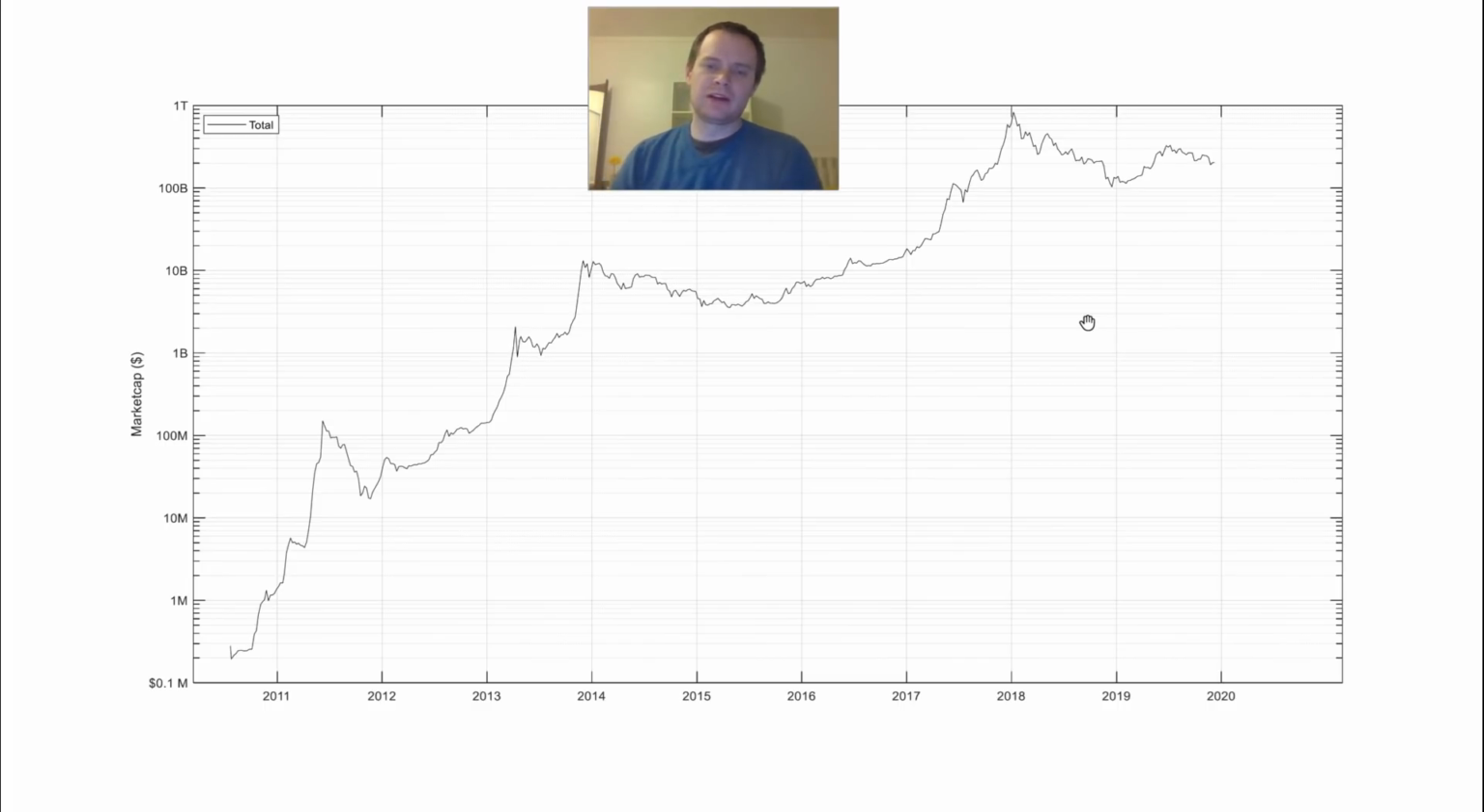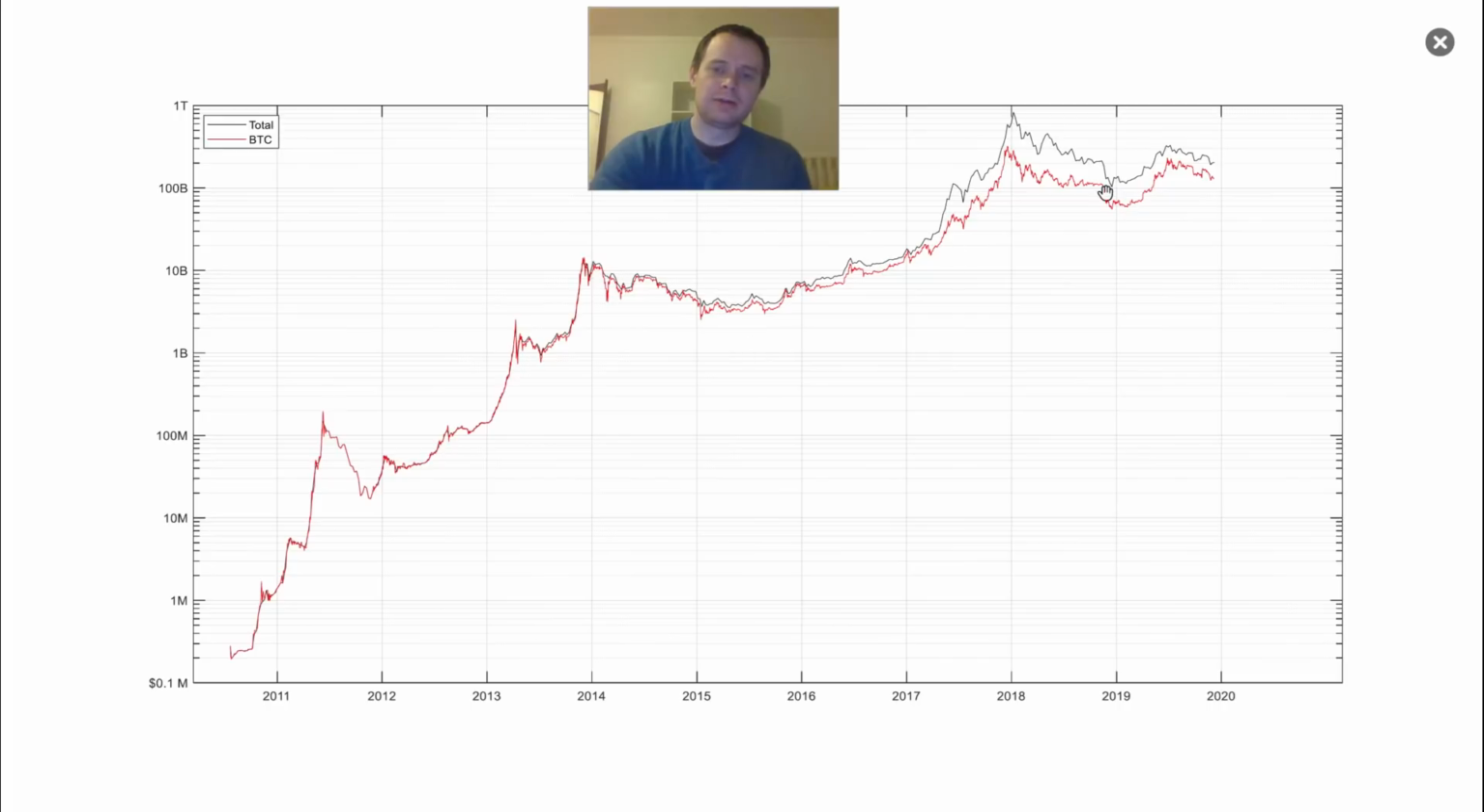Now, what we're going to be talking about today is the market cap of Bitcoin with respect to the total market cap of the cryptocurrency asset class and how they compare to one another. So here we're showing market cap on a logarithmic scale, and this is the total market cap. You can see it looks eerily similar to Bitcoin. That's because Bitcoin holds a very large share of the market cap, which is why it looks very similar. If we plot the market cap of Bitcoin, you can see how closely related it is.